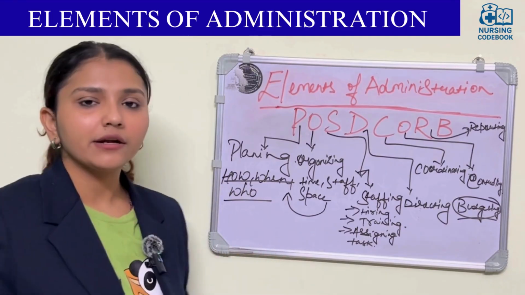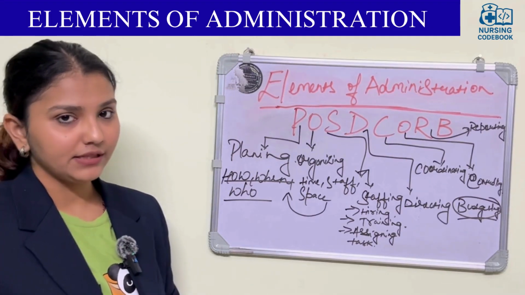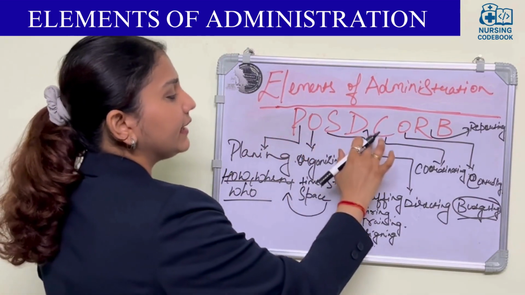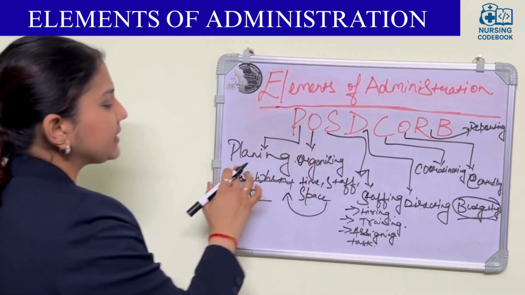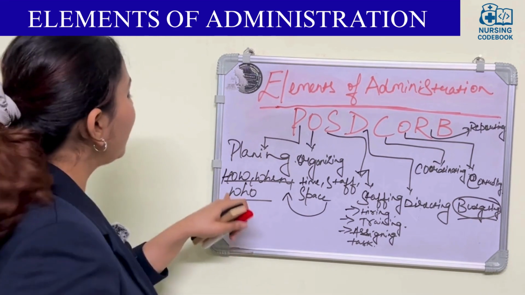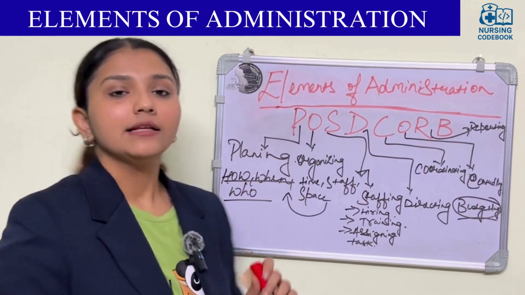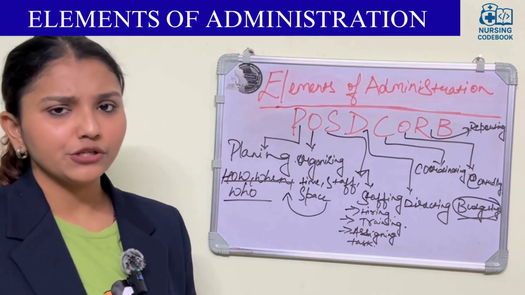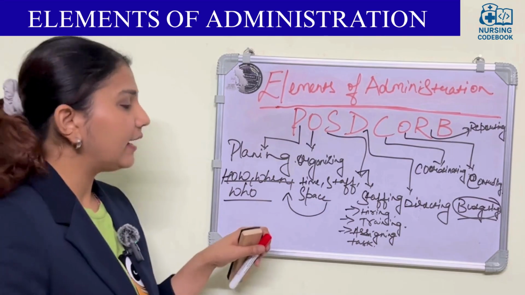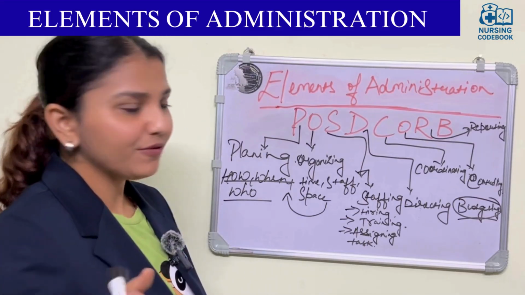Let us do a quick revision to understand more. To remember the elements of administration, you can use a simple mnemonic, which is PAUSE D CORD. P stands for planning. Planning is deciding in advance what to do, when to do it and how to do it. For example, a nurse manager can prepare a duty roster for nurses for different work allocations so that 24-hour patient care can be provided.